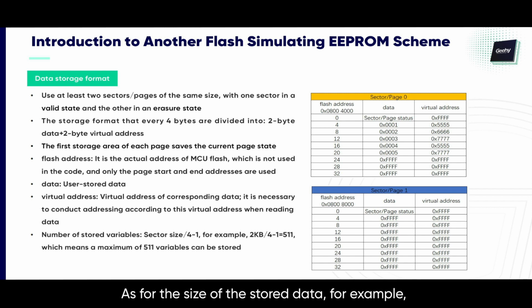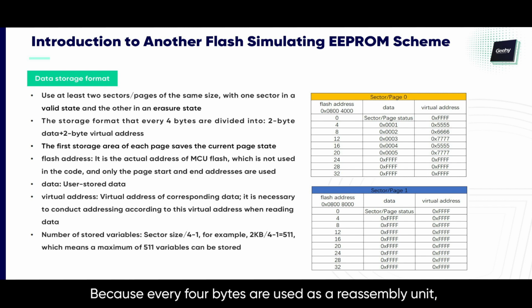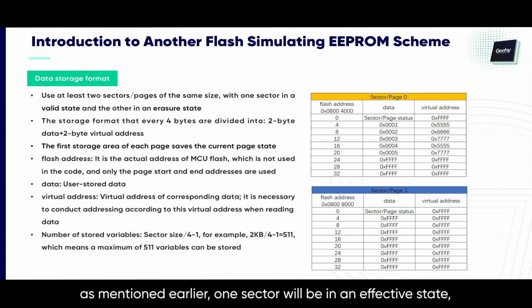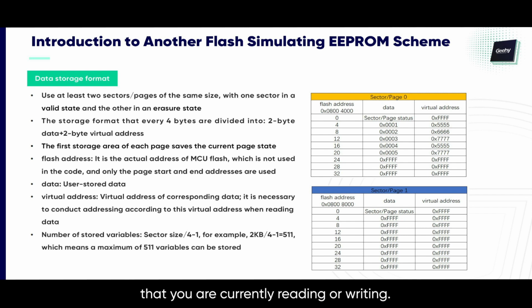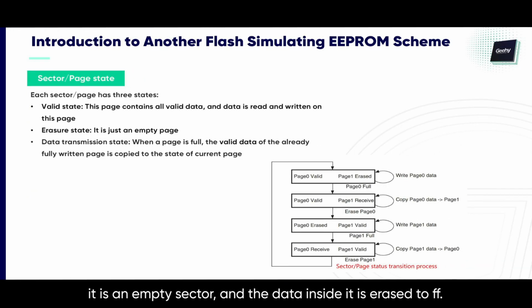As for the size of the stored data, for example, if the size of our sector is 2K, the size of stored data is 2K divided by 4. Because every 4 bytes are used as a storage unit, subtract 1, and for a 2K sector, it can store up to 511 data. In this storage scheme, as mentioned earlier, 1 sector will be in an effective state, and this effective state actually contains all the valid data that you are currently reading or writing. The other sector is in an erased state. It is an empty sector, and the data inside it is erased to FF.